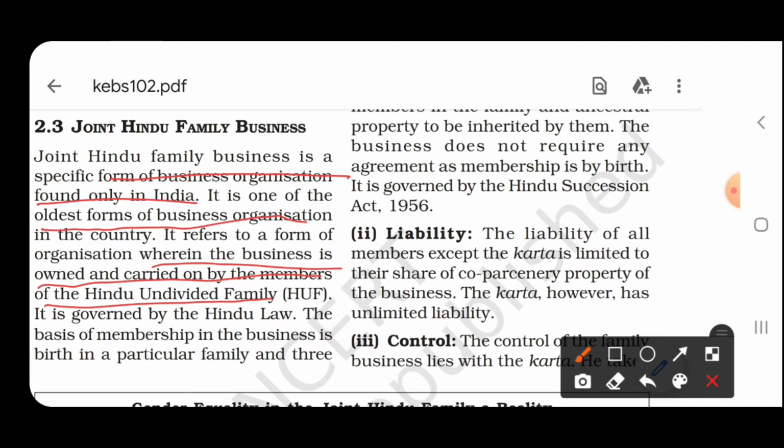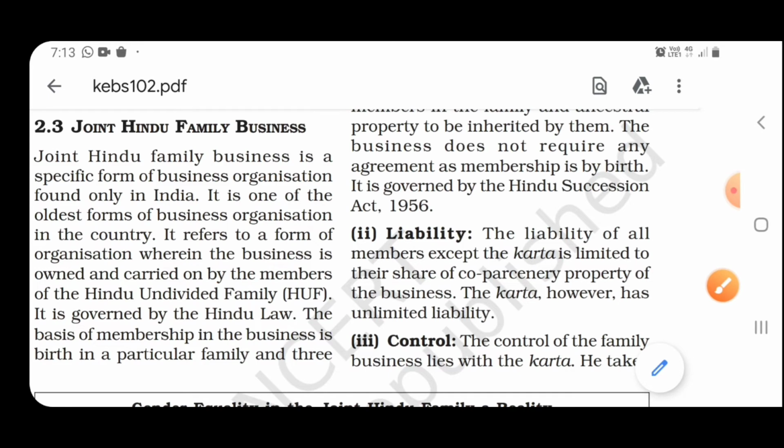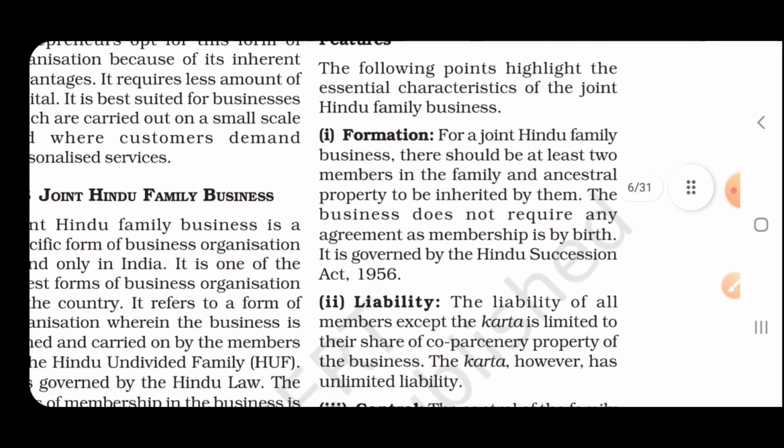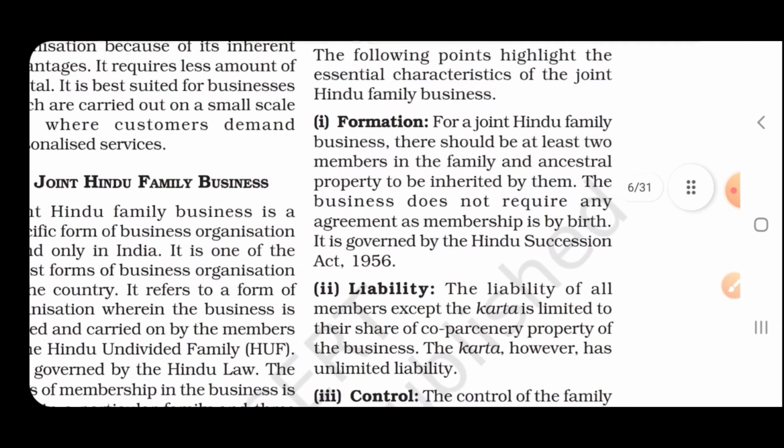That is, the business is carried on by one family, and after one of the members finishes the ownership, it is carried on by other members in the family. So it is carried on by a single family. The members of the family will be carrying on the business. This is known as joint Hindu family business, and it is governed by Hindu law. Now we are going to look at its features, that is, formation.